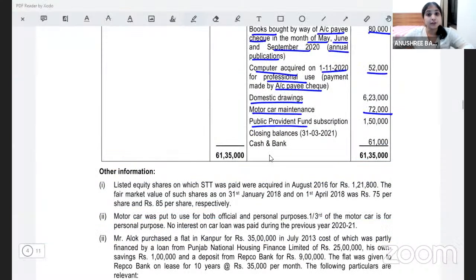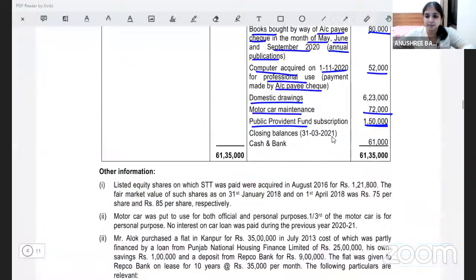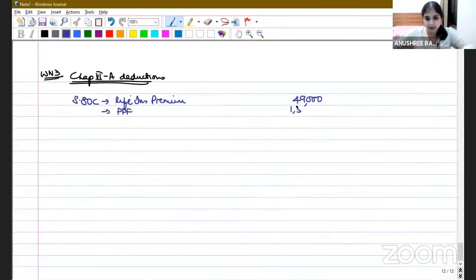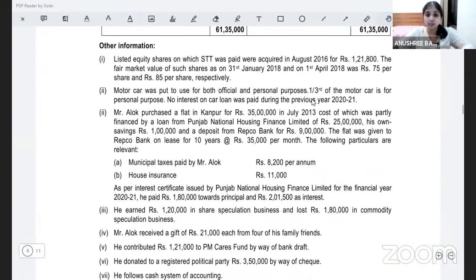Then public provident fund. Public provident fund will go to which section, guys? You know, definitely you know the answer. Public provident fund will go to section 80C, right? So you already opened a Chapter VI-A working note. So there under section 80C, write public provident fund. How much are we investing in PPF? We are investing 1,50,000. Okay. Closing balance, fine. Now let us see the other information. We'll keep seeing one adjustment and we'll keep finishing it off. What does it say?